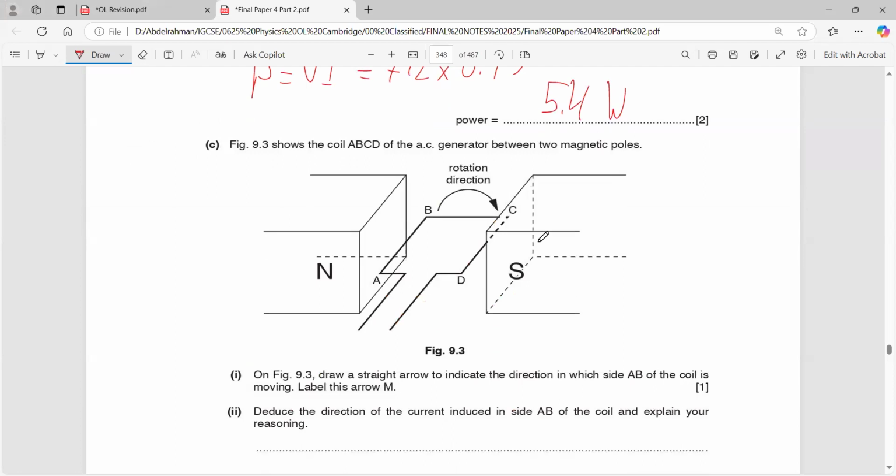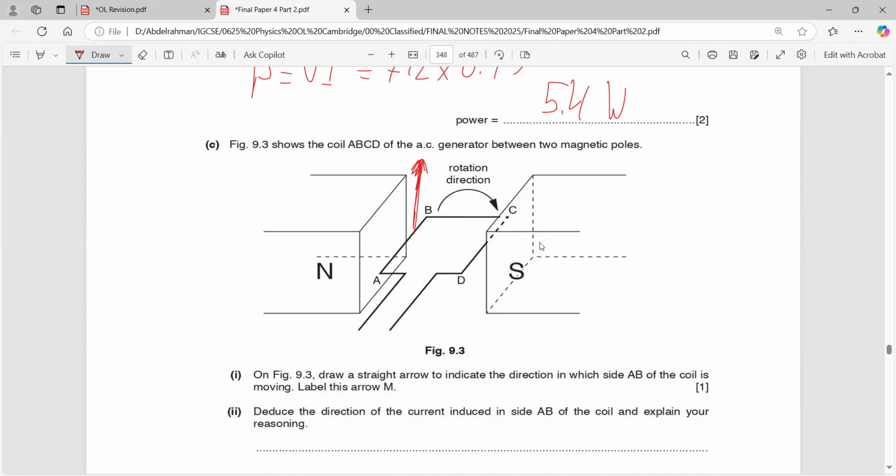Now we have a generator and we have the coil in this horizontal position. On figure 9.1, draw a straight arrow to indicate the direction in which side AB of the coil is moving. If the direction of rotation is in this direction, it's quite easy. You don't need to use Fleming's left hand rule or right hand rule. If it's moving in a clockwise motion, then this part of the coil AB will be moving upwards. Definitely CD would be moving downwards.